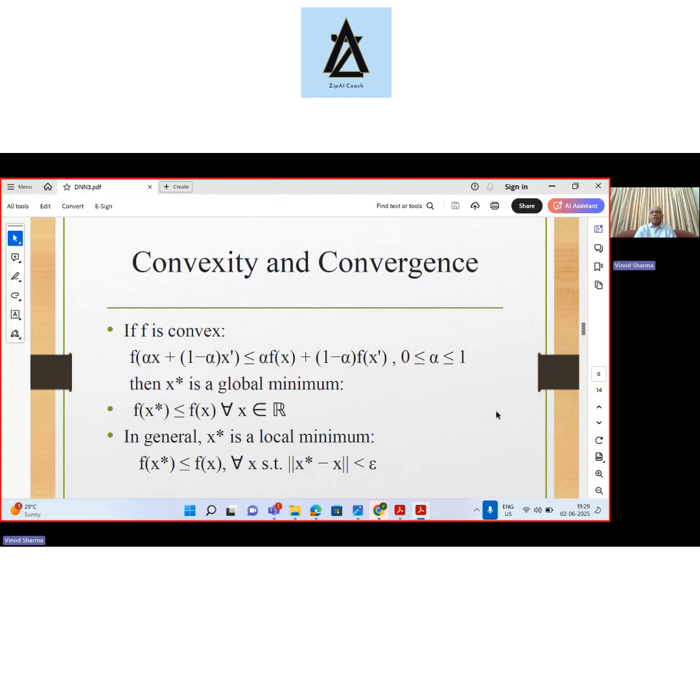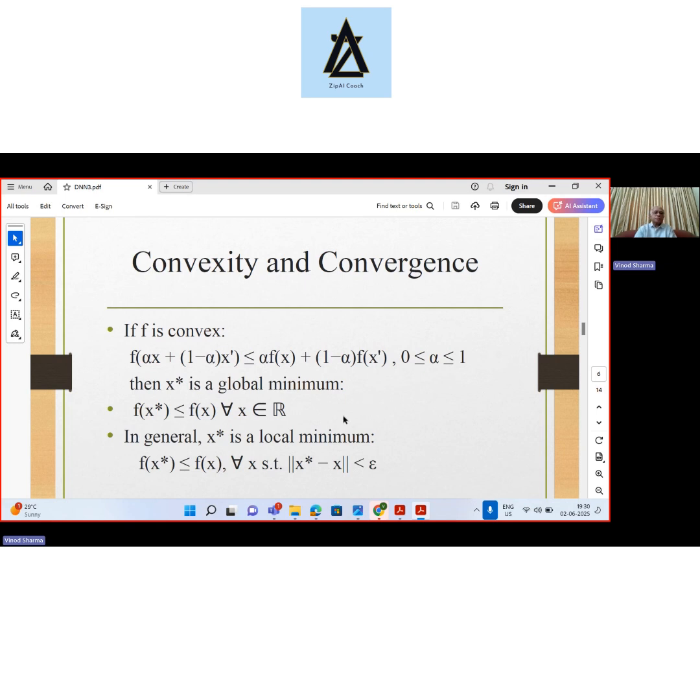If the function f that we are minimizing is convex, the definition of convexity is f(alpha x plus (1 minus alpha) x prime) is less than or equal to alpha f(x) plus (1 minus alpha) f(x prime) for all x and x prime, and for all alpha between 0 and 1, then that function is called convex. And in that case, the x star that we have shown in the previous slide, the limit point of the gradient descent algorithm, will be a global minimum.